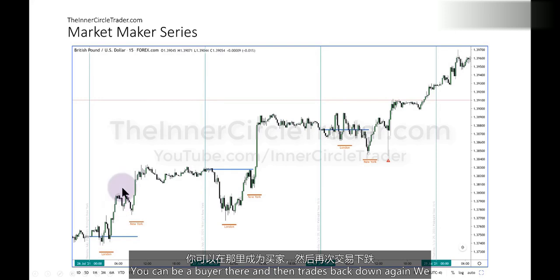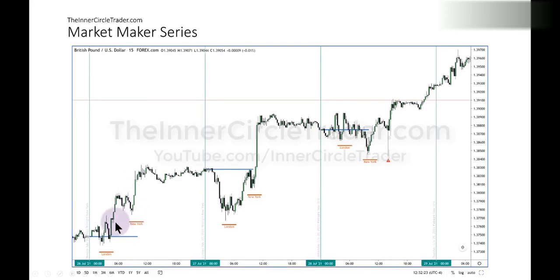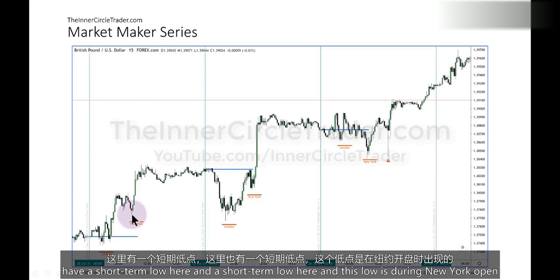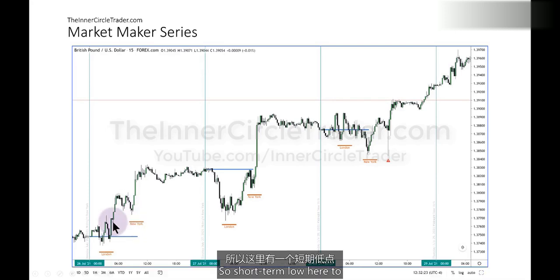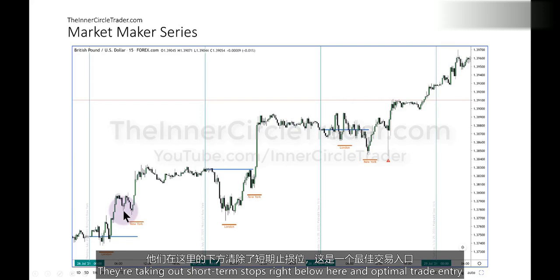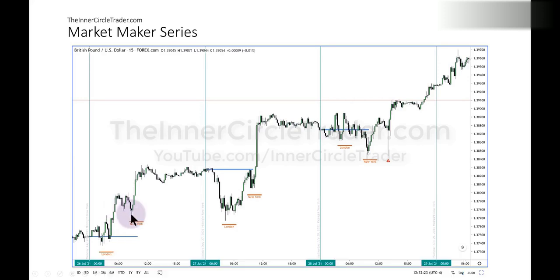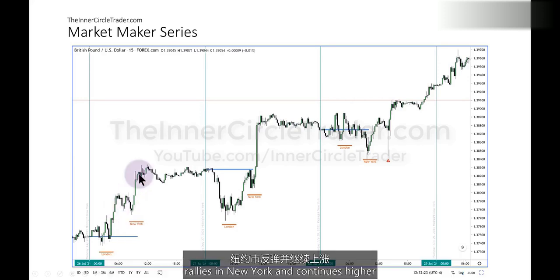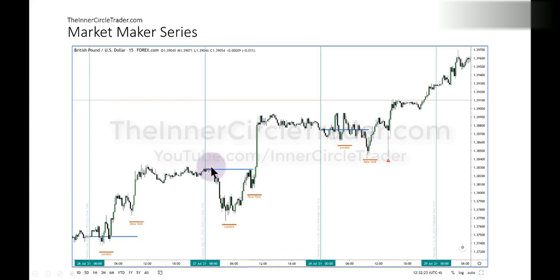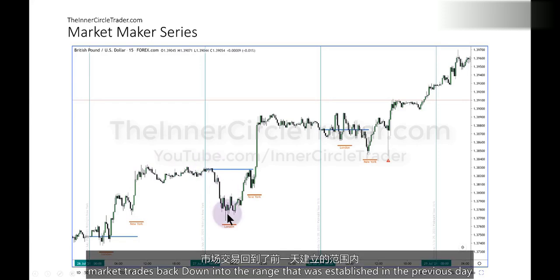You can be a buyer there, and then it trades back down again. We have a short-term low here and a short-term low here, and this low is during New York Open. So short-term low here to high, down in, and taking out a short-term low. What's occurring? They're taking out short-term stops right below here and the optimal trade entry. Rallies in New York and continues higher. The next day, the market trades back down into the range that was established on the previous day.